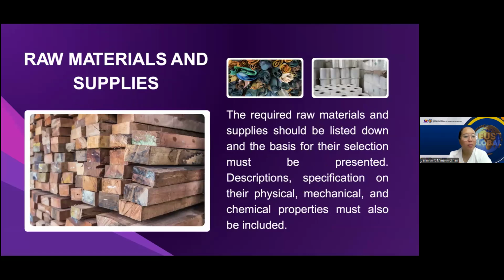We also have the raw materials and supplies. The raw materials and supplies selection lists the materials needed for production, detailing their properties, cost, sources, and availability. It also specifies the required quantities at different production stages to ensure smooth operations.